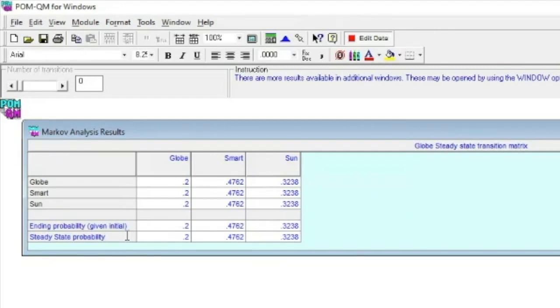Steady state probability, this is the probability in the long run. That's why it's called steady state probability. Sa mahabang panahon, ano yung pwede niyang maging probabilities after ilang months, after ilang years. Or this is the percentage of time we spend in each state. In our case, 20% for Globe, 47% for Smart, and 32% for Sun. So this is our final answer, which, kung titingnan natin sa ating manual computation, is almost the same din naman.